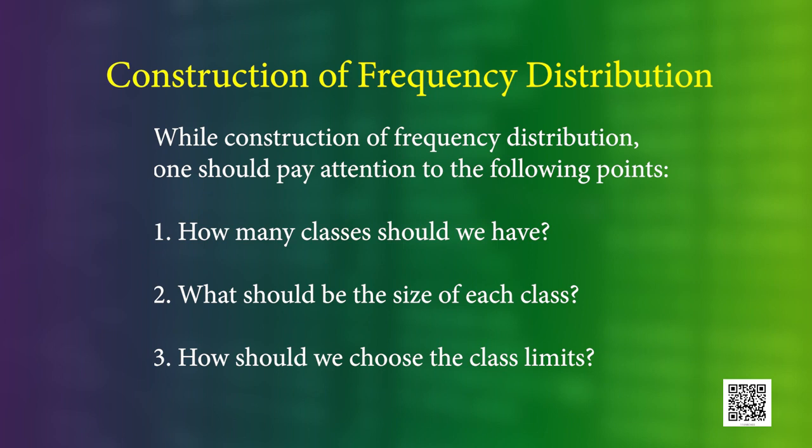While constructing a frequency distribution, one should pay attention to the following points. Number 1, how many classes should we have? Second, what should be the size of each class? Third, how should we choose the class limits? Regarding the number of classes, there is no hard and fast rule, but as a working rule, the number of classes should lie between 5 and 15.